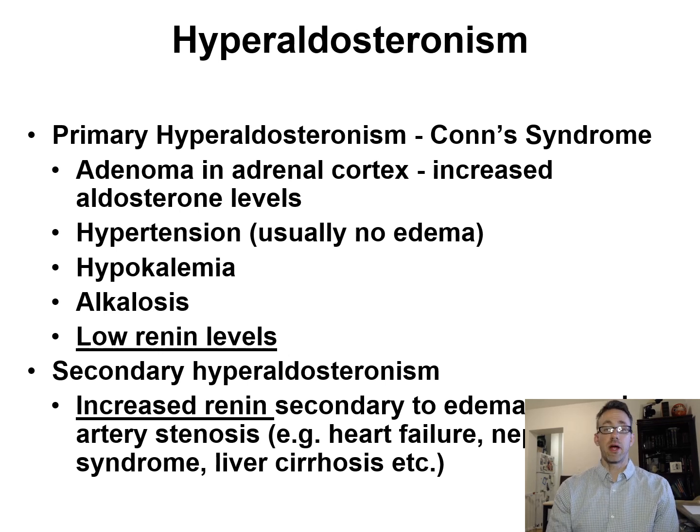So to compare the two, primary hyperaldosteronism would have a low renin level because the aldosterone is abnormally high. In secondary hyperaldosteronism, there would be an increase in renin because the renin is causing the aldosterone levels to be high.